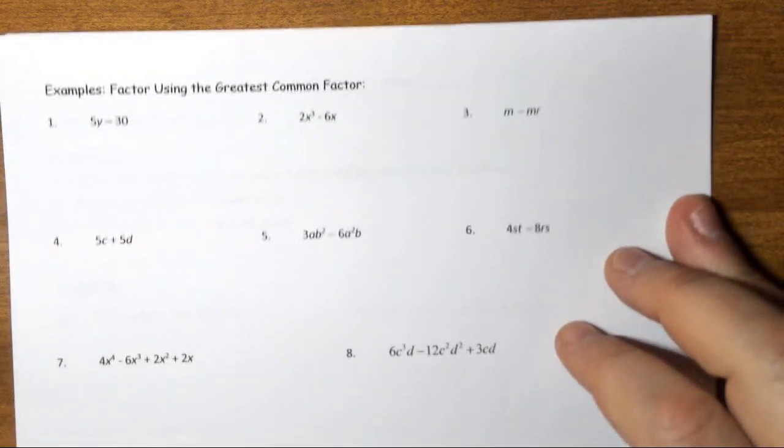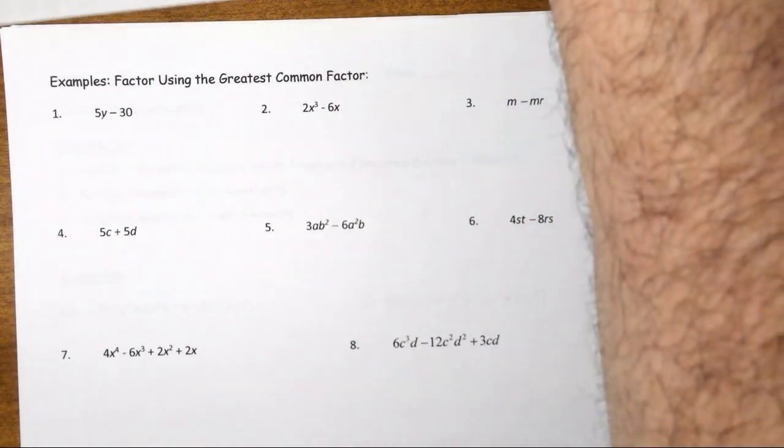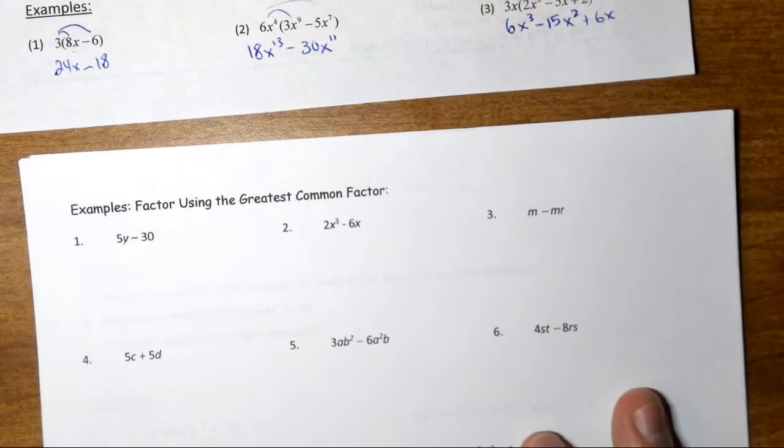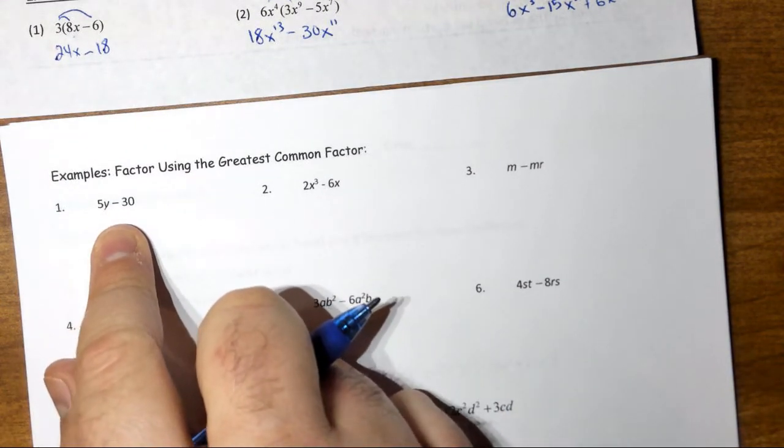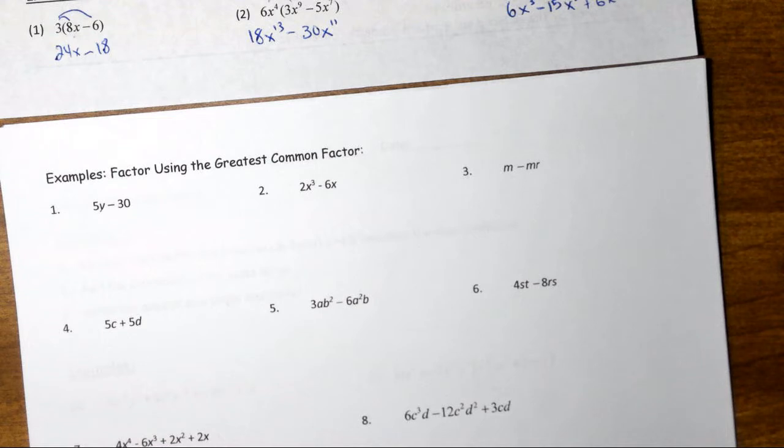Okay, so now we're going to do the opposite of what we just did. So if you remember here, all right, we distributed through. Now we're going to work backwards. So we're going to factor with what's called a GCF.